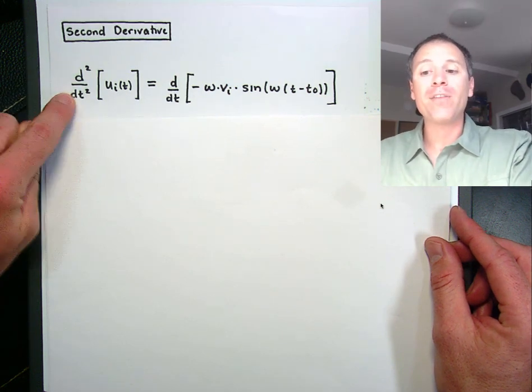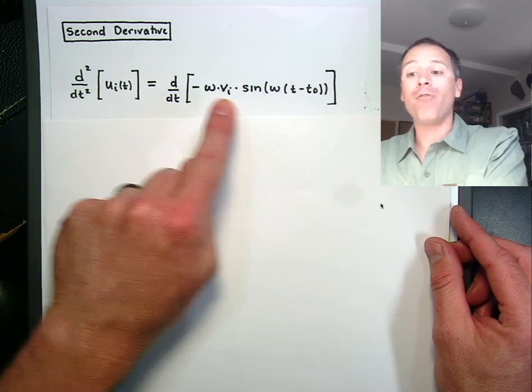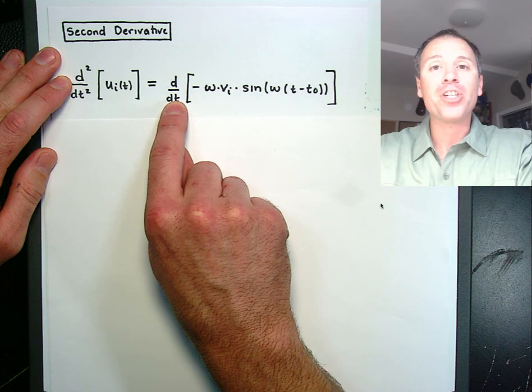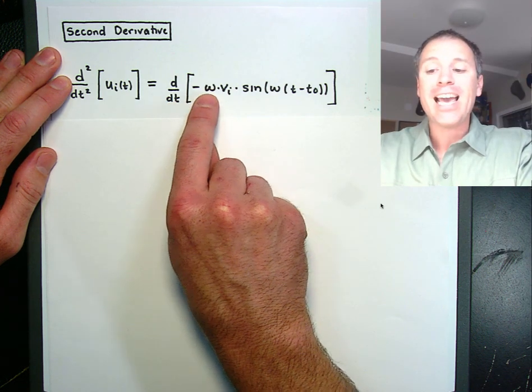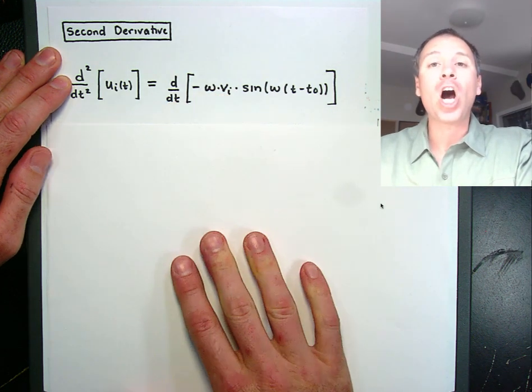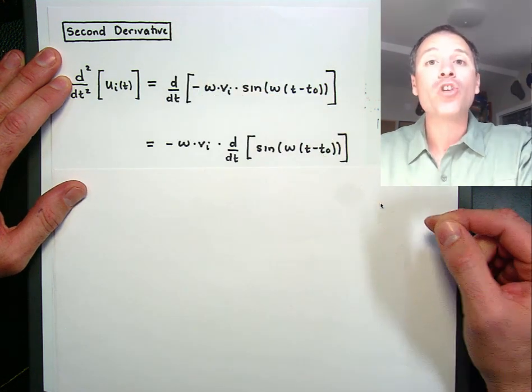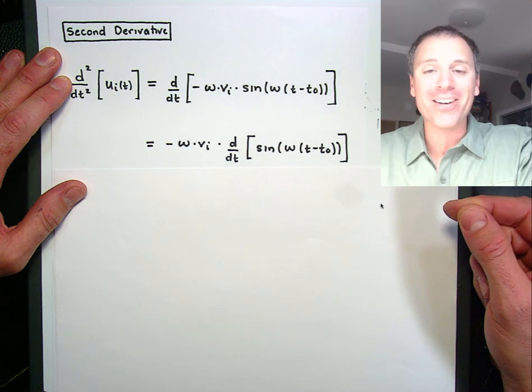The second derivative is the derivative of the first derivative. This was the first derivative we just calculated. This is a differentiation operator with respect to t. Omega and v sub I are constant scalars. We can pull constant scalars out because derivatives are linear operators.